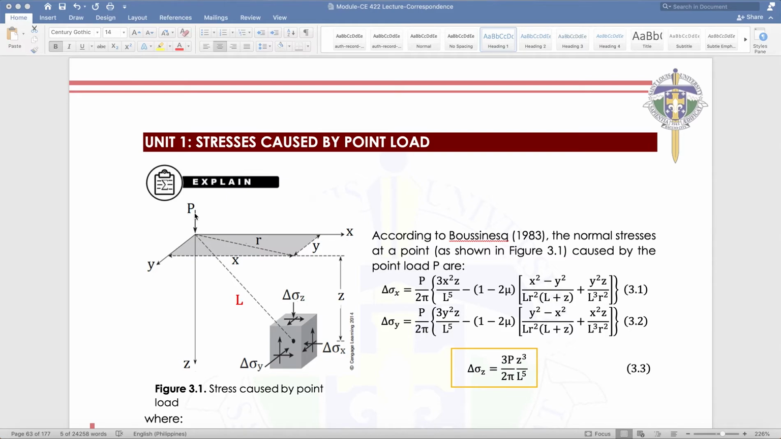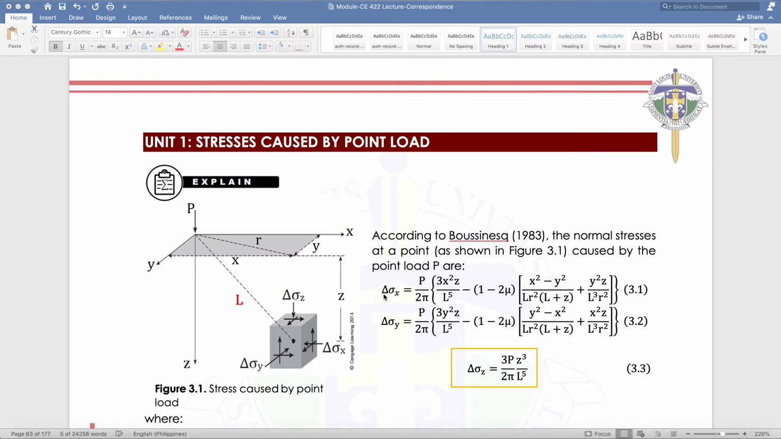by this load at a certain depth of z with a distance of x and y from the point of application. So for example, we have our soil mass. We have sigma y, sigma x, but what we are interested in would be the sigma z. According to Boussinesq in 1883, the normal stresses at a point shown caused by a point load P.